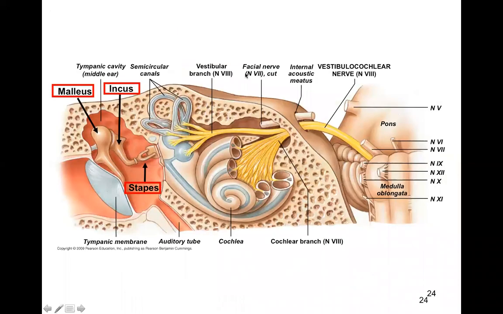Okay, again, a nice view showing the tympanic membrane here. Then you have the malleus, the incus, the stapes, the three smallest bones in the body, and the oval window. Here's the cochlea. This is the cochlear branch of the vestibulocochlear nerve, and this is the vestibular portion of the vestibulocochlear nerve. These are the semicircular canals for balance. This is the cochlea that has the organ of Corti inside for hearing. Together, it's the vestibulocochlear nerve.